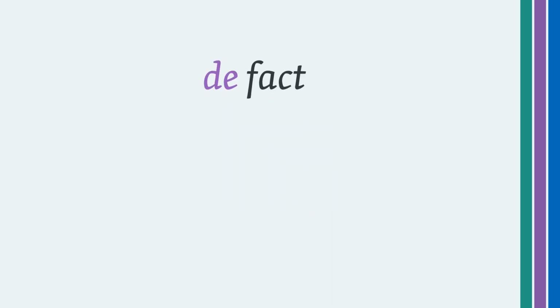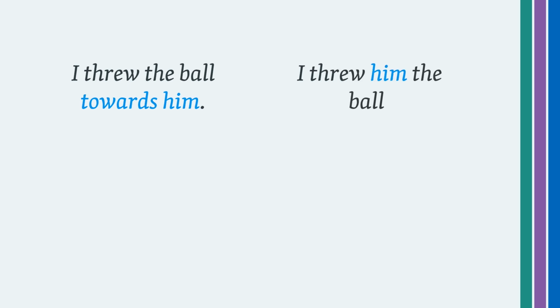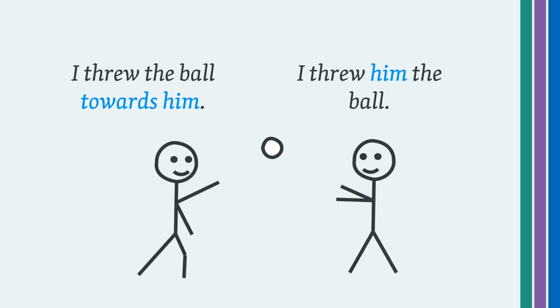Now, this one is not really a case marking, but the Latin word de meant from, as in de facto, from the facts. And that evolved into de in Spanish today, which commonly indicates possession or association, as in un libro de hechos, a book of facts. It went from indicating the source to indicating possession or association, so there's an example of how a genitive marker was created. But you can also imagine how, say, a marker for the case indicating motion towards something could become an indirect object marker. After all, I threw the ball towards him has a very similar meaning to I threw him the ball. So there are lots of ways for cases to come about.